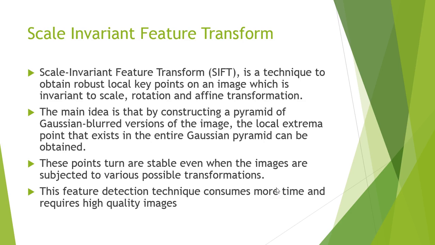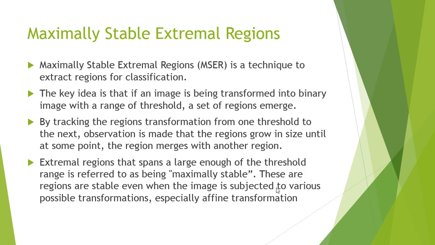Some of the other feature extraction algorithms which can be implemented for license plate extraction are scale invariant feature transform. Scale invariant feature transform is a technique to obtain robust local key points on an image which are invariant to scale, rotation, and affine transformations. The main idea here is that by constructing a pyramid of Gaussian blurred versions of the image, the local extrema points that exist in the entire Gaussian pyramid can be obtained. These points turn out to be stable even when the images are subjected to various possible transformations. This feature detection technique consumes more time and requires high quality images.